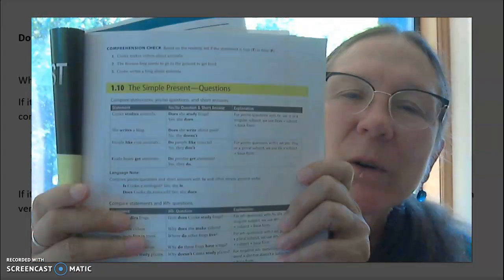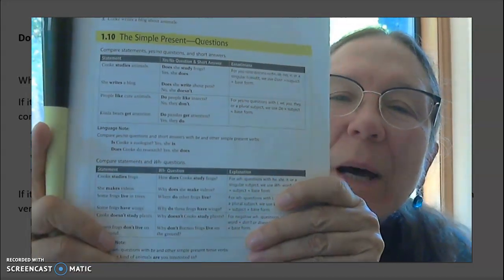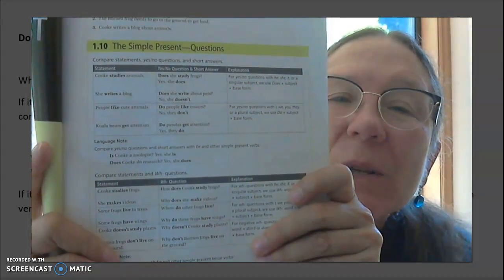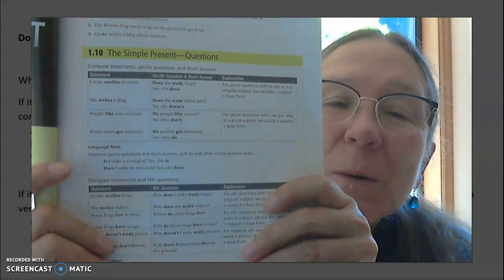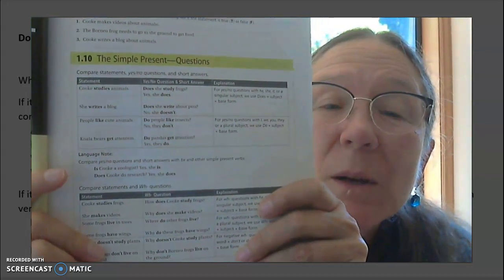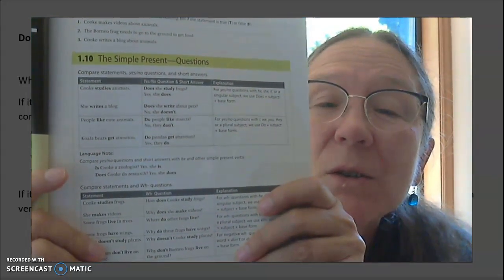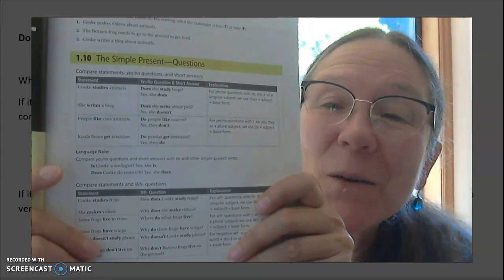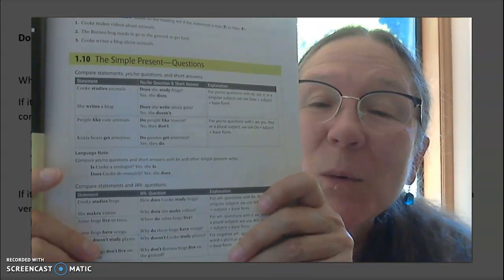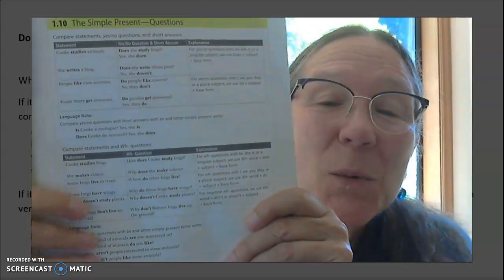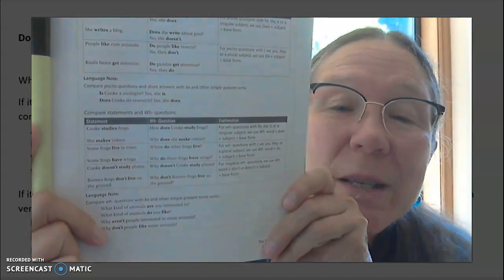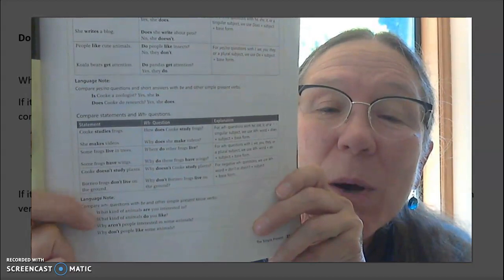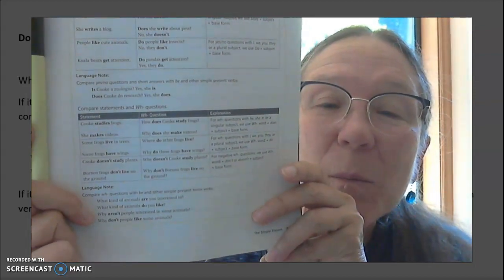In our textbook on page 21, you've already seen this explanation about writing questions using does and do. And then there's this little part over here that talks about comparing the yes/no questions and short answers with be. They don't give you much practice with the be, with the is and the are, and they don't tell you what the difference is either. Down here are WH questions, which follow the same pattern. But again, down here at the bottom, they don't give you much practice with the be verb.